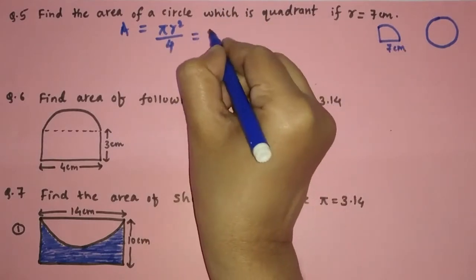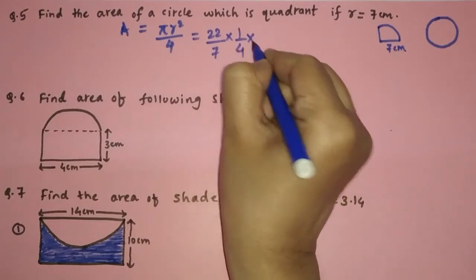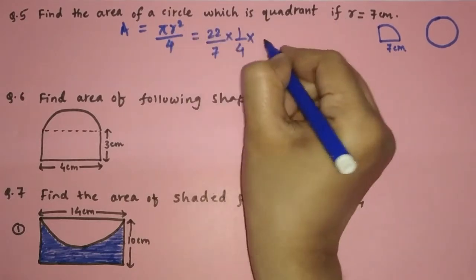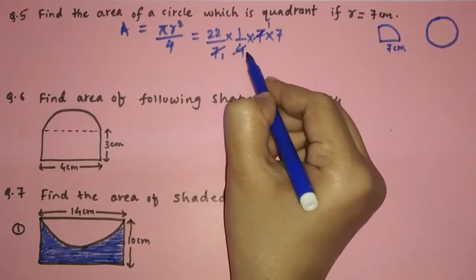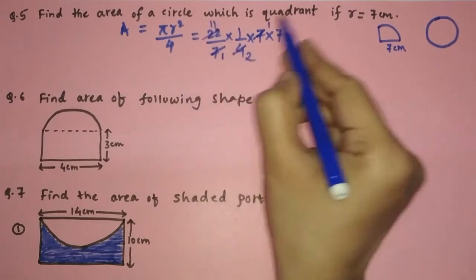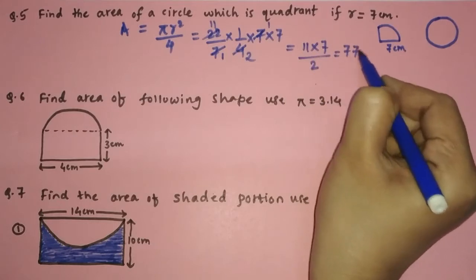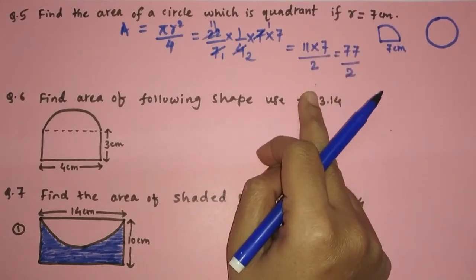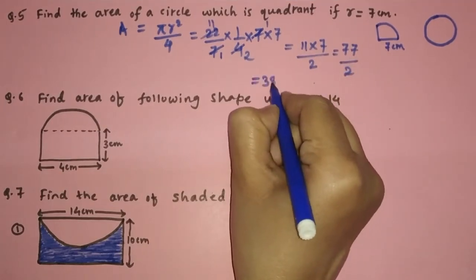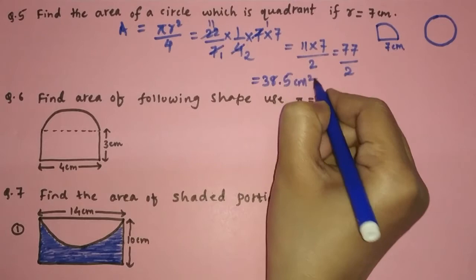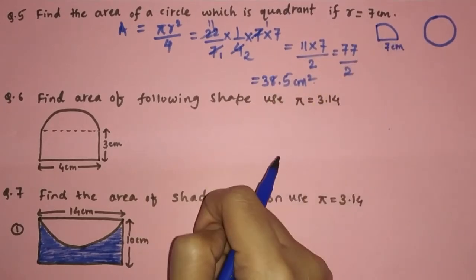So we'll keep the values 22/7 into this 1/4. I'll write down as it is. R is here 7. So 7 into 7 I have to take here. Now just simplify it. Here we'll get 2 2s and 2 1s. Friends, we get 11 into 7 divided by 2, which is 77 divided by 2. So we have taken 77 divided by 2, which is nothing but 38.5 centimeters square. So this is the area of this quadrant, which is 1/4 part of the whole circle.